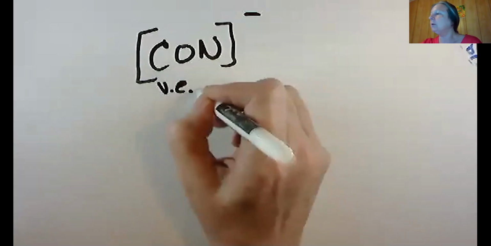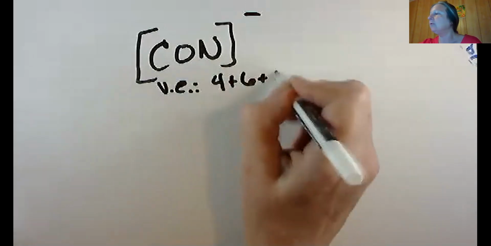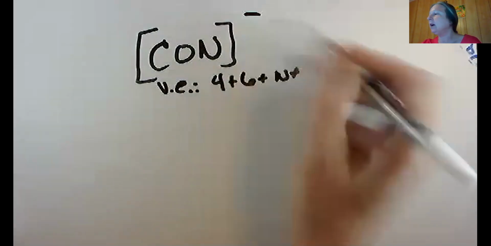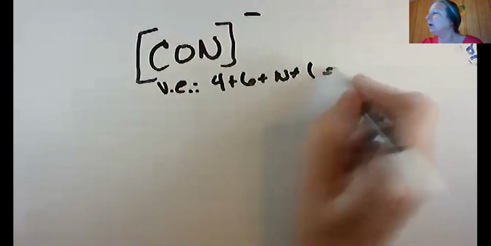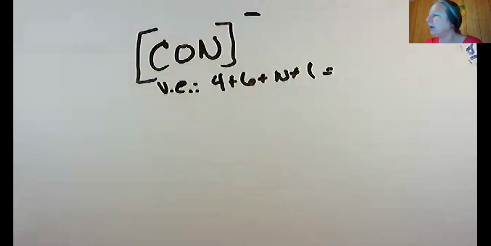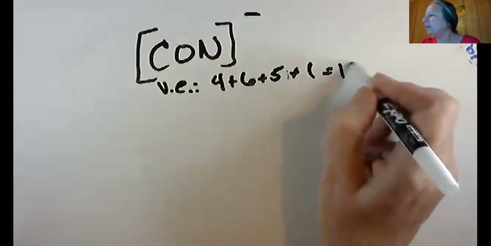I have 4 for carbon. I have 6 for oxygen. I have 5 for nitrogen. Don't forget the ion. I have 1 for the ion. Do not forget your negative charge. 10. I wrote a nitrogen instead of 5. 5. 15, 16.